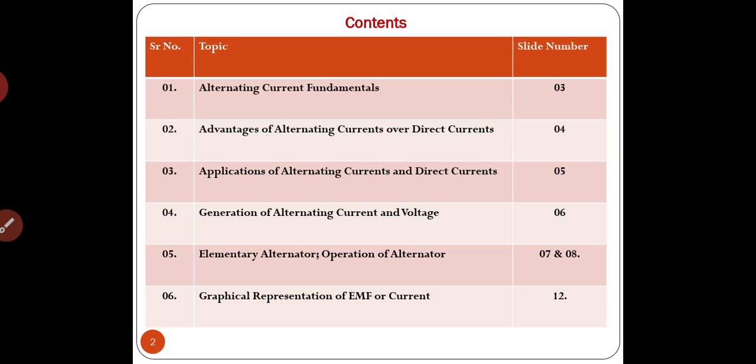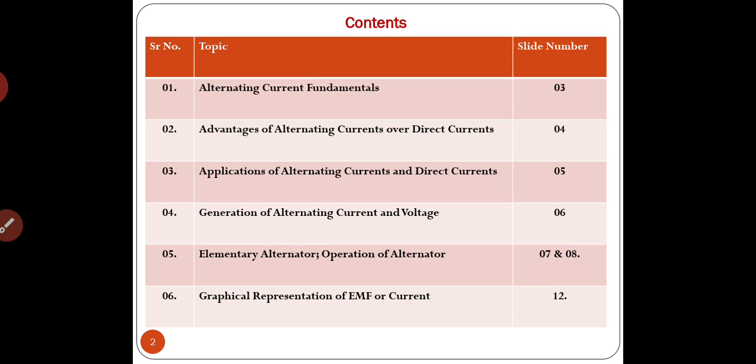The contents of this discussion are: first one, alternating current fundamentals; second one, advantages of alternating current over direct currents; third one, applications of alternating current and direct currents; fourth one, generation of alternating current and voltage; fifth one, elementary alternator operation of alternator; sixth one, graphical representation of EMF or current.